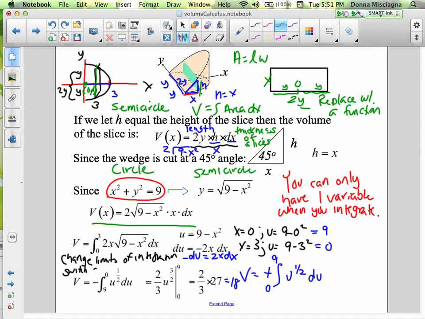Now, it should go from, I plugged in 0 and got 9. That means 9 is the lower. Yes, I know 9 is a larger number. However, we plugged in 0 and got 9. 9 goes on the bottom because 0 was on the bottom. We plugged in 3 and got 0. 0 goes on the top.